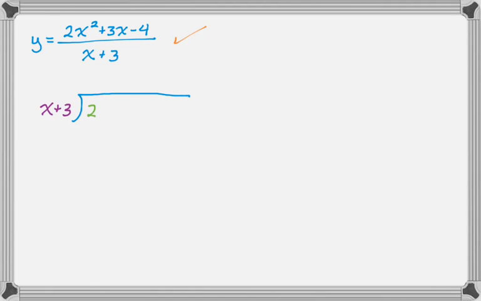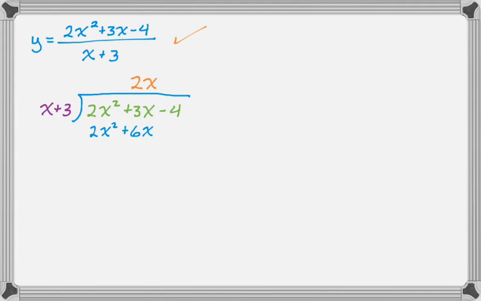So we set it up. The numerator goes inside the, I always call it the house, and the x plus 3 goes outside the house. The first order of business is to figure out what I need to multiply x plus 3 by so that it cancels the 2x squared. What do I need to multiply x by to get 2x squared? I need to multiply it by 2x. So I take 2x and multiply it by x plus 3, which gives me 2x squared plus 6x.